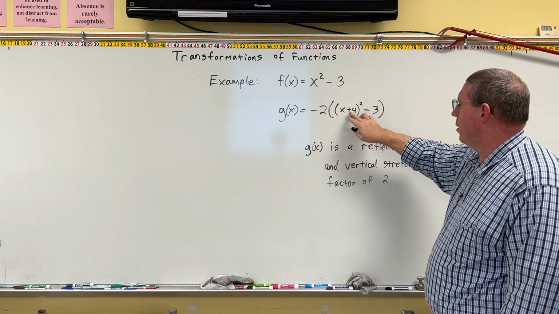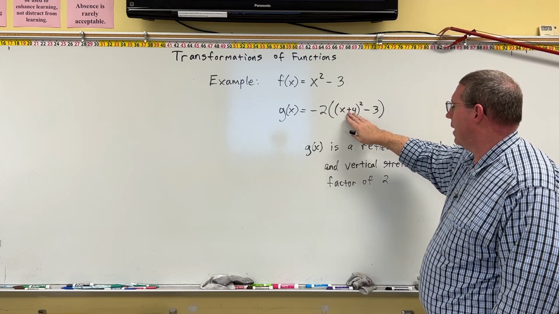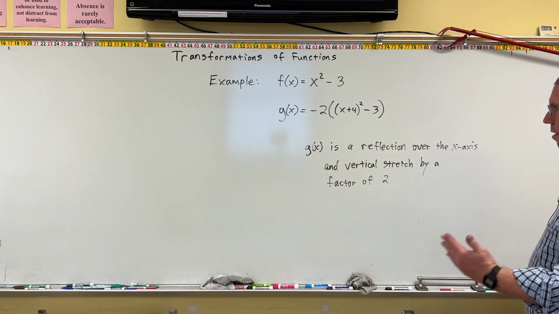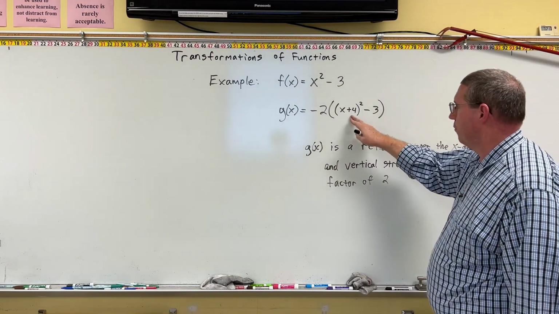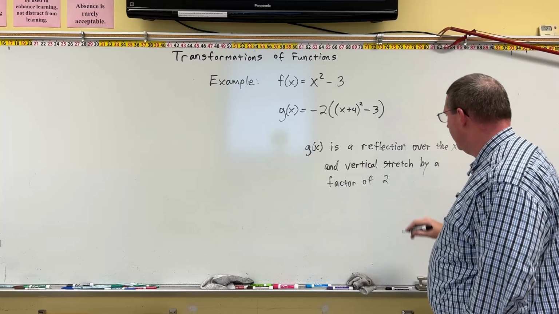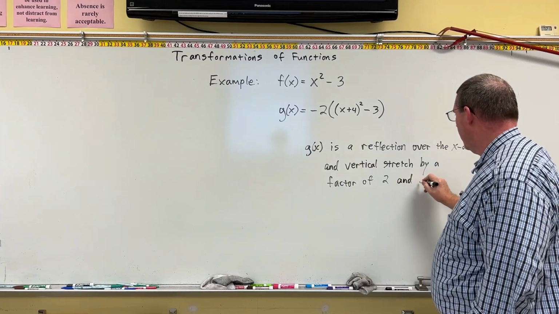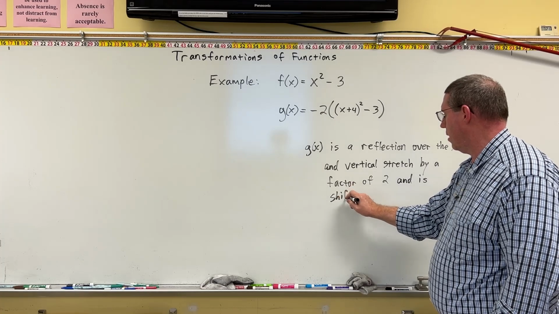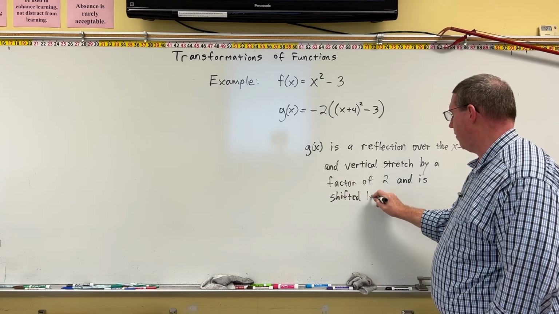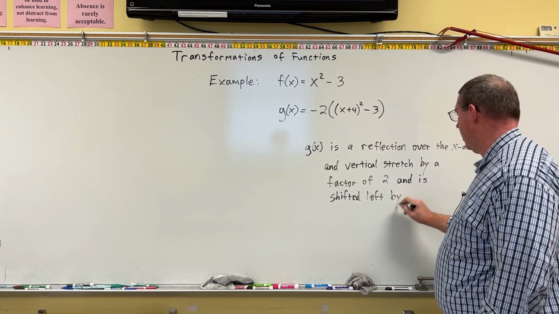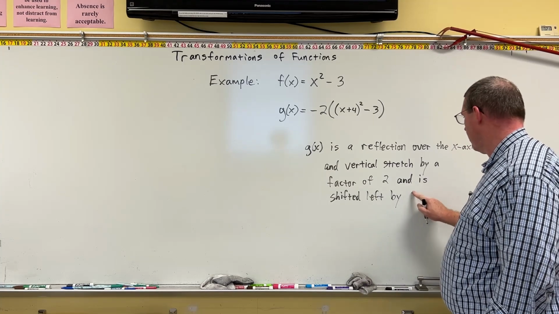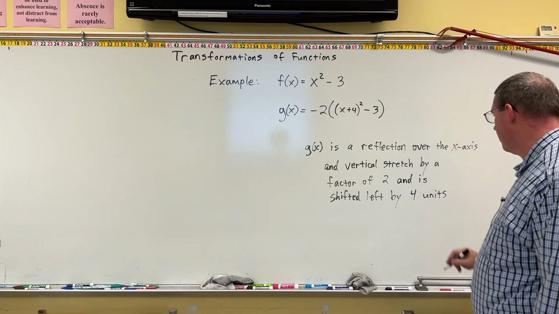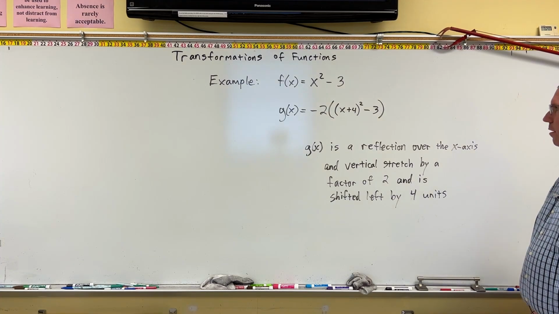Remember, when we do an addition or a subtraction to the x, that's a horizontal shift, a sideways shift, and a plus 4 shift is a left shift. And g of x is shifted left by 4 units. By 4 units. Okay? And so that's how we can explain.